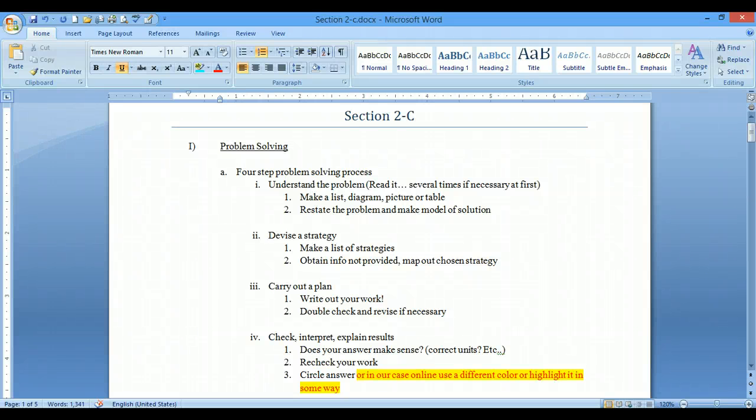Section 2C is about problem solving. Problem solving is going to be one of the harder sections for this unit. We'll take it a little slow at first. Some of you might want to go a little faster. That's fine. You can skip through the video as quickly as you want.